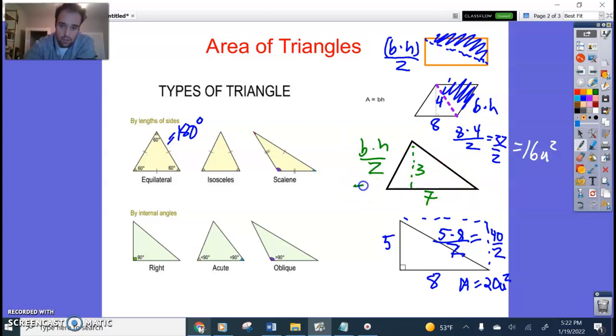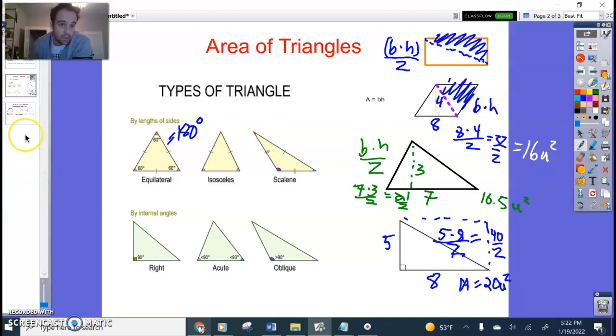So that would be 7 times 3 divided by 2, which is 21 over 2, which should be 10.5 units squared. Okay, so triangle: base times height divided by 2. Not too crazy, not too shabby.